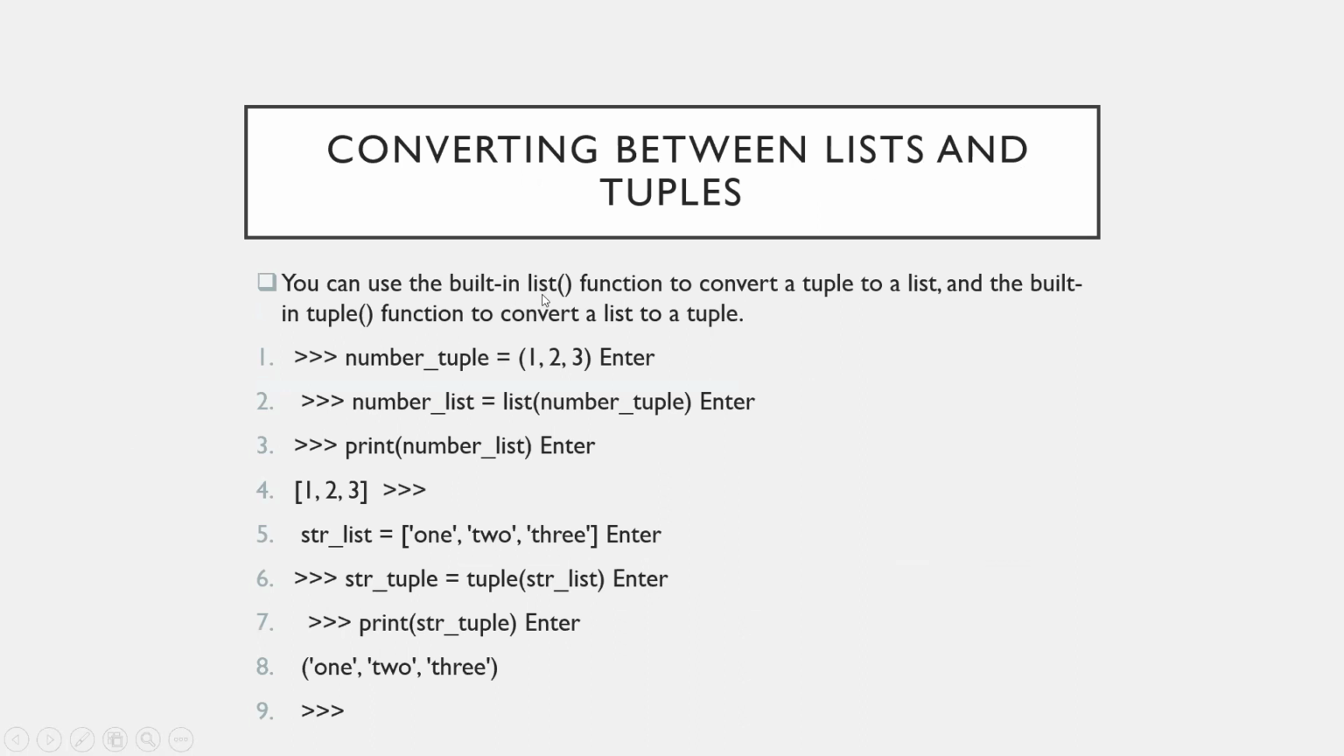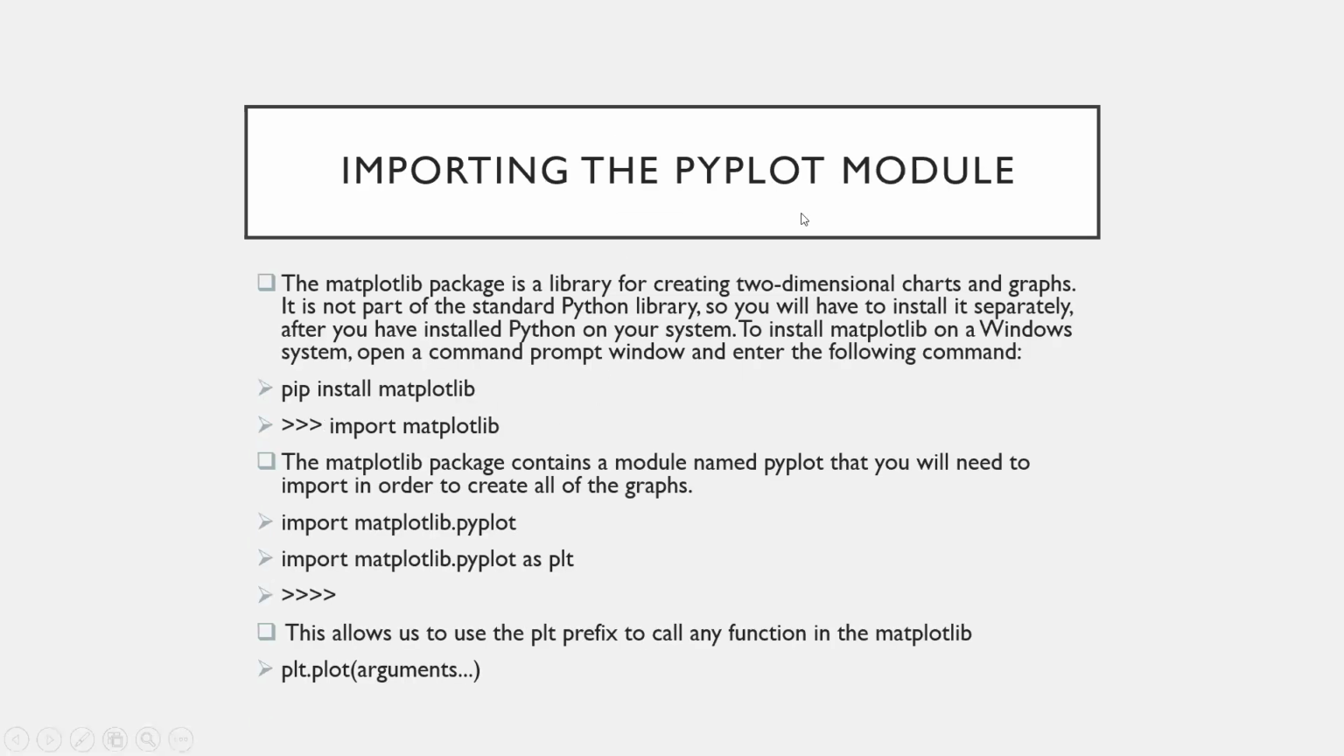And here we have another option called converting between list and tuples. By using the list function and tuple function, you can convert a tuple to a list and a list to a tuple. Here we are taking number tuple equals 1, 2, 3. By using the list function, we convert this tuple into a list, which means we can now modify these values, and we can enter other numbers also. And here, if we convert it again to a tuple, we can't make any changes to it.